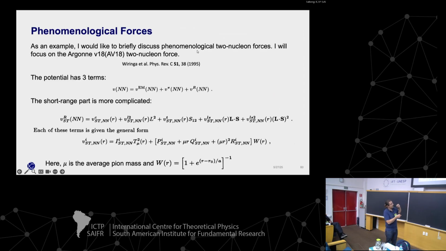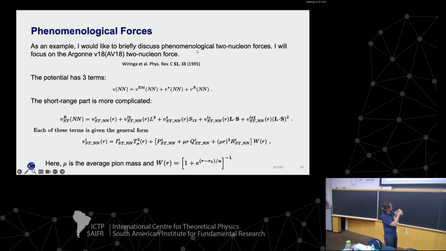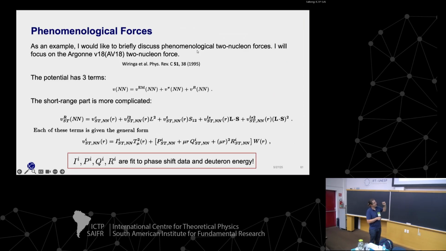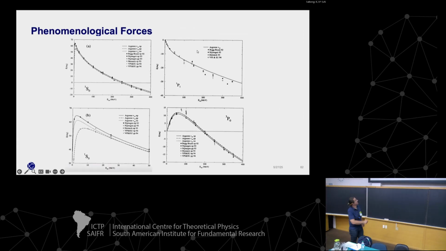So it's basically going through the partial waves, right? You can have two neutrons, or neutron and proton, and they can have isospin 1 or 0 and spin 1 or 0. So you have 4 numbers for each of 4 I's, 4 P's, 4 Q's, and 4 R's. Yes, and so what they did is they fit these 16 numbers to phase shift data and the deuteron energy, and then they came up with this interaction.